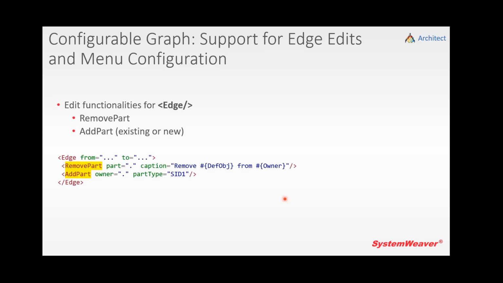Next, we have implemented support for edge edits and menu configuration. This is a pretty big change, where users can stand on an edge and perform these types of edits: removing a part, adding an existing part, or creating and adding a new part. And these should be familiar tags to you. We have them for nodes as well.